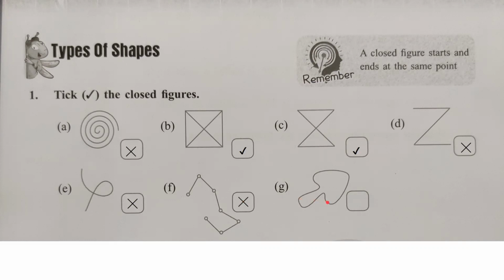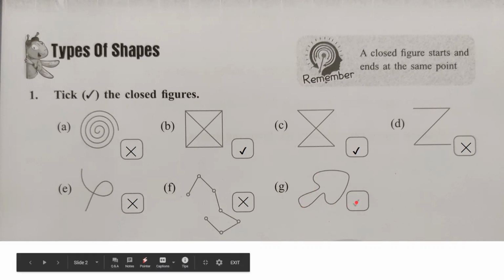Now take the last figure, the shape of a leaf. It also has a closed boundary, so it is a closed figure.